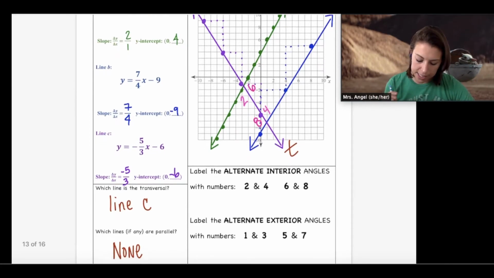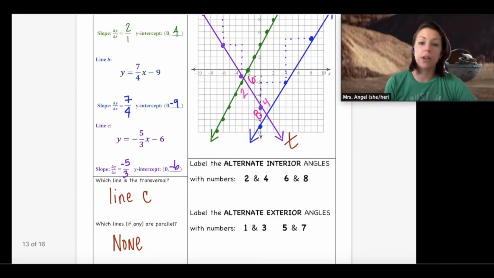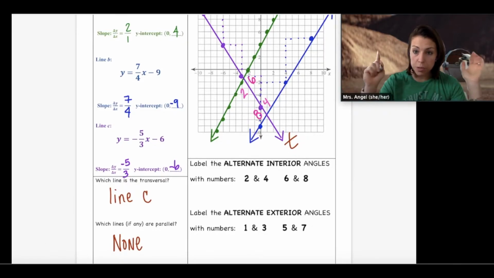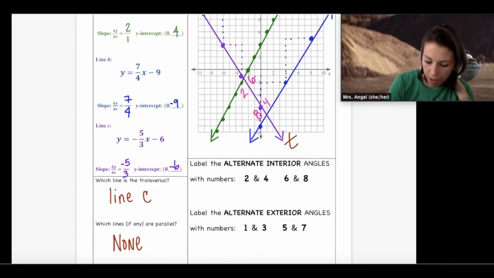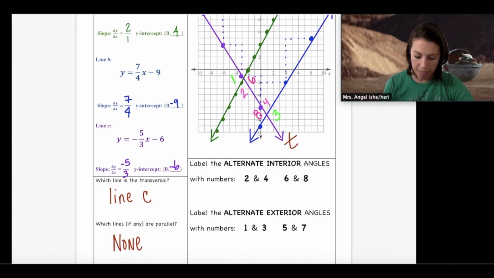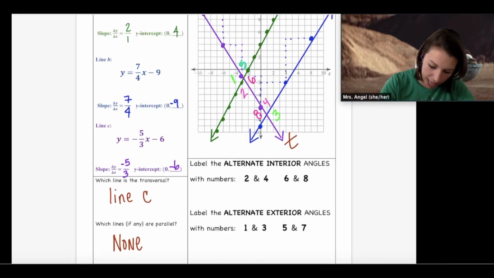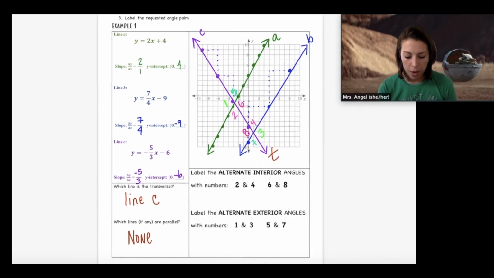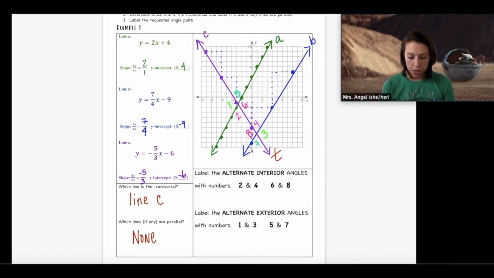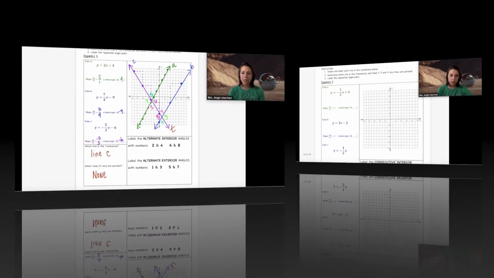Okay. Up next, it says label the alternate exterior angles. So again, opposite sides of the bridge, but this time on the river bank. 1 and 3, 5 and 7. I'm going to go ahead and say this over here is angle 1. That would be this one here, angle 3. And then let's say I wanted to make the other angle on the exterior angle 5. That leaves us with 7 right there. And we're done. We've now graphed the lines, labeled the transversal, neither was parallel, and we did the alternate interior and exterior angles.